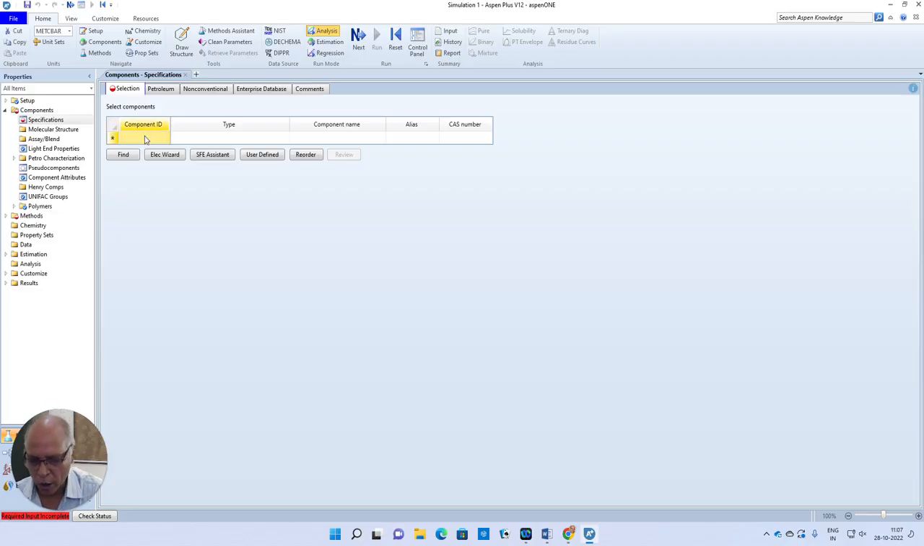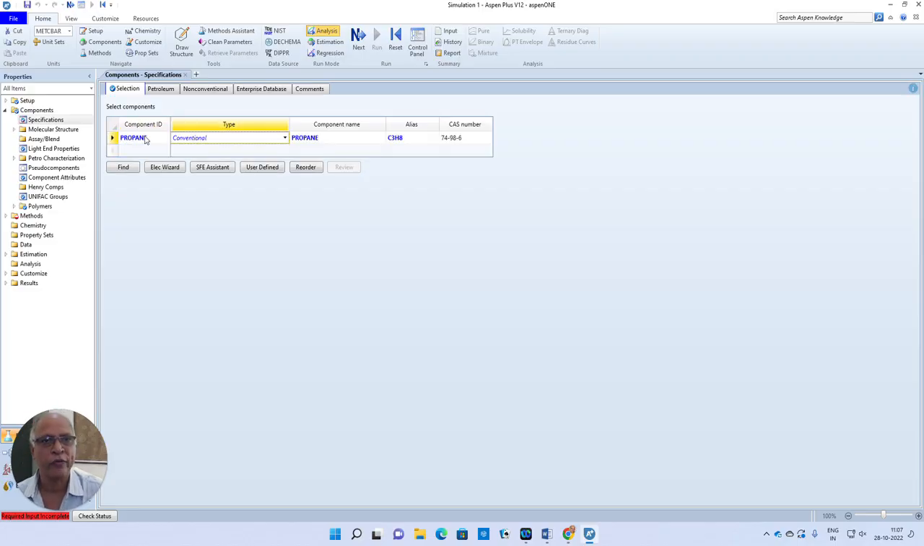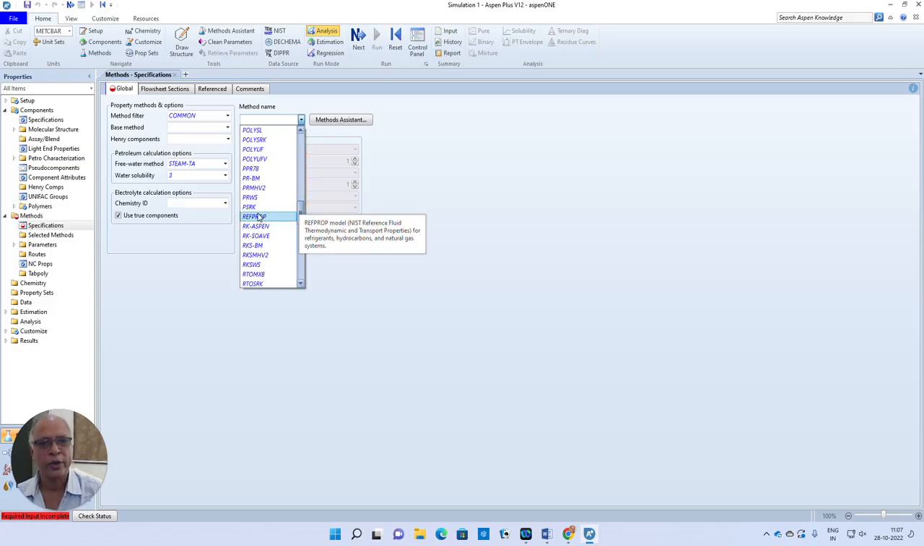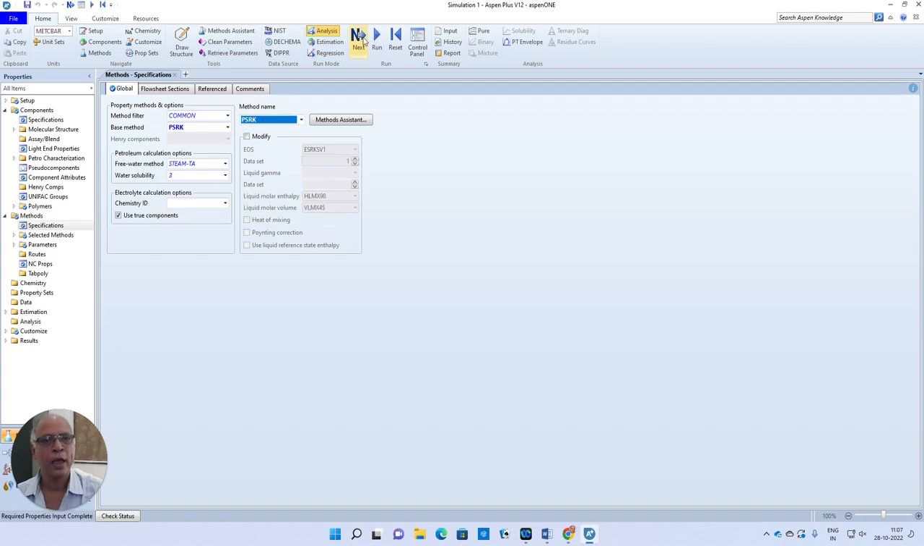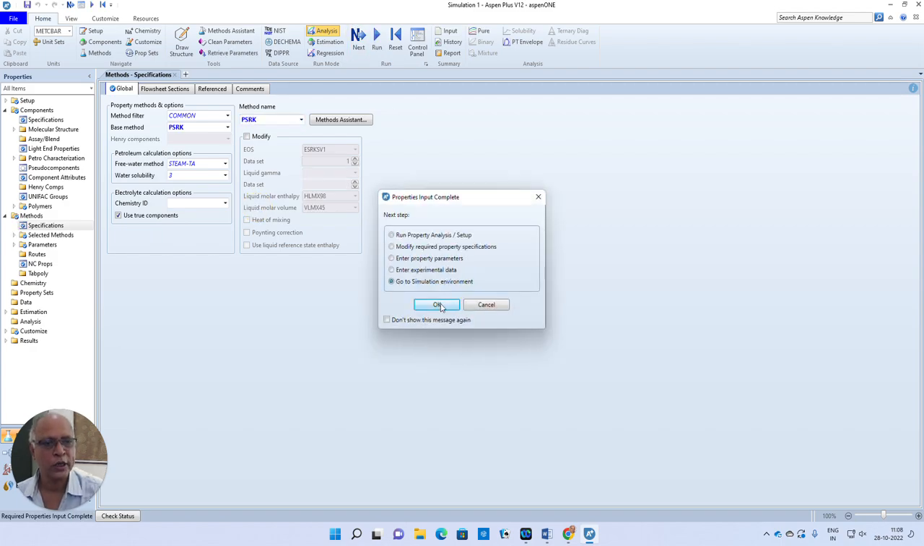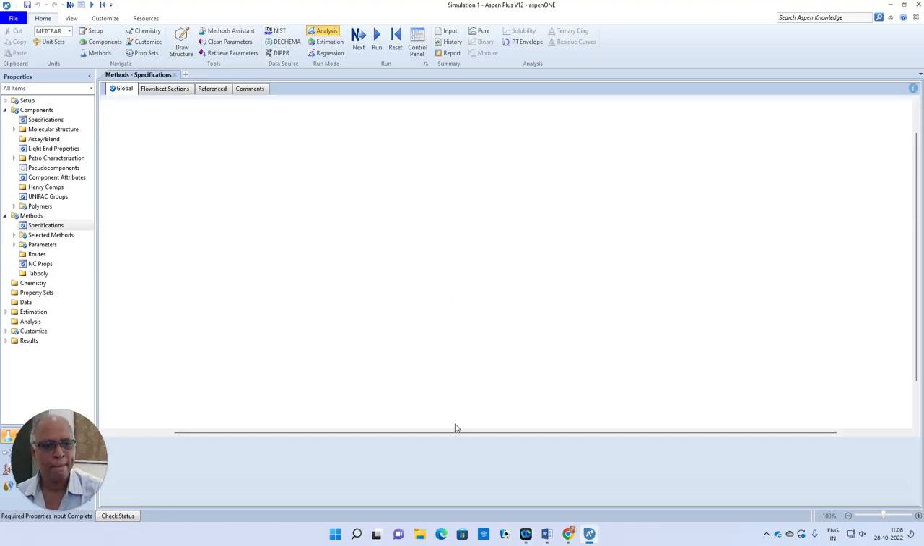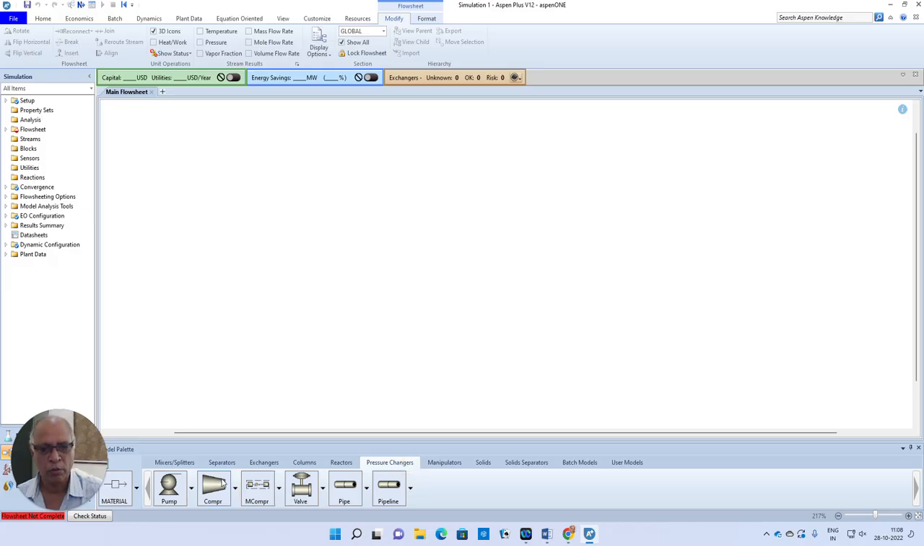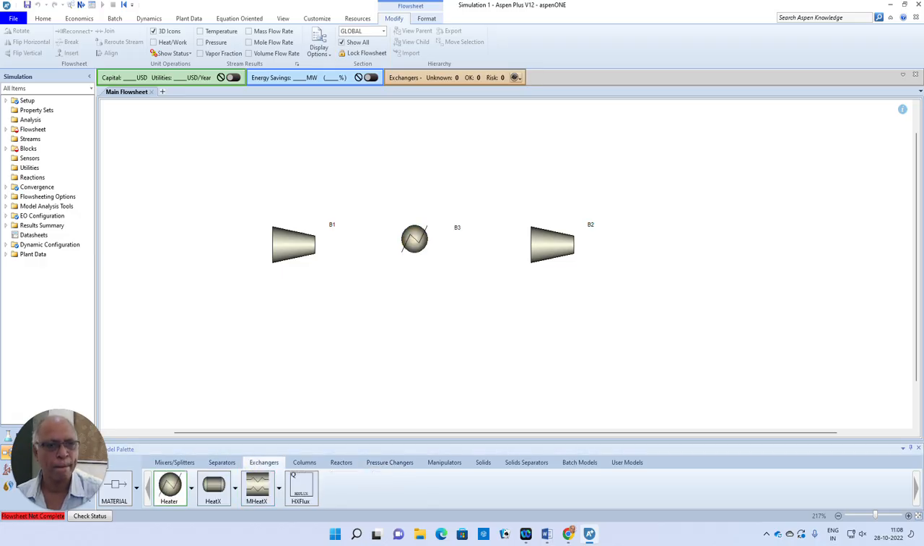So we are using only one component, propane, in this problem. So define the component, select a property model. Typically when the pressure is high, be careful in selecting an appropriate property model. So let me choose PSRK. Next, go to the simulation environment. So we are using two compressors separated by a cooler. Let me use a cooler, connect the inputs and outputs.